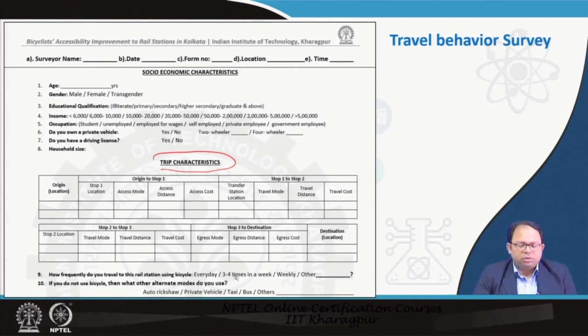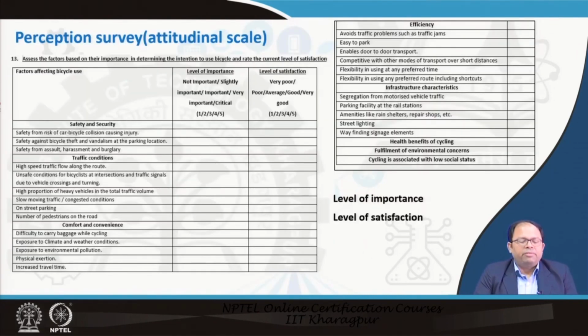So this is the first part, which is mostly about trip characteristics and socioeconomic characteristics. In the next part, we conduct a perception survey, which uses attitudinal scales. So we determine which factors create a perception in his mind about bicycling, and which factors he feels are important. And then we also try to determine which factors he is currently satisfied with and at what level the satisfaction is, so that we can understand if his satisfaction about bicycle improves, then probably he may choose a bicycle in future. So this is the perception survey part of this particular questionnaire.